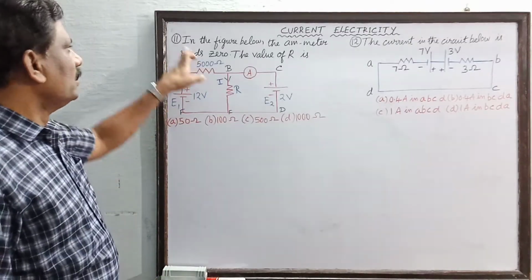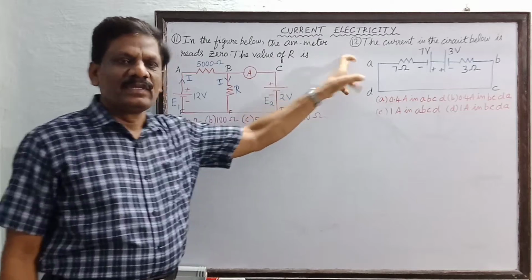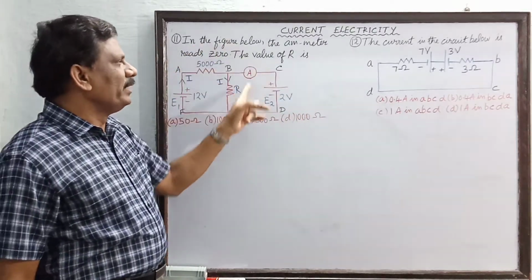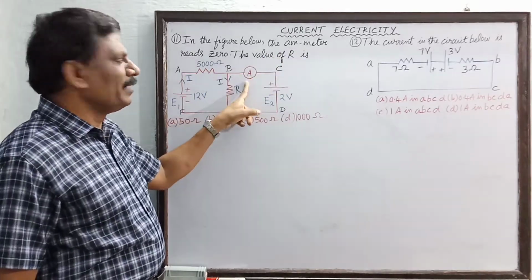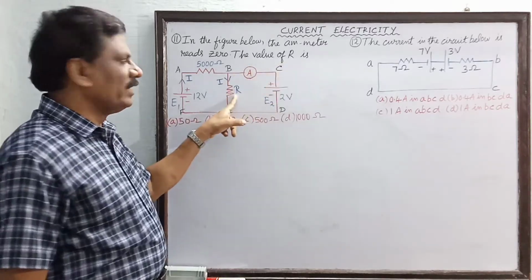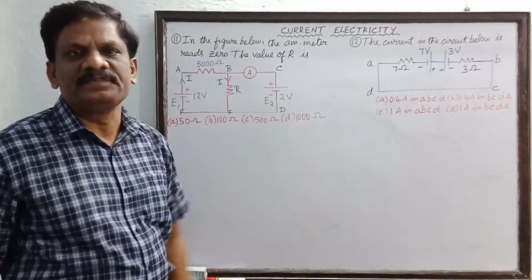Hi students, now we are going to solve problem number 11 in current electricity based on this circuit diagram. In the figure below, the ammeter reads 0. This is the ammeter which reads 0 current. The value of the resistor R we have to find out. So one of these 4 options.